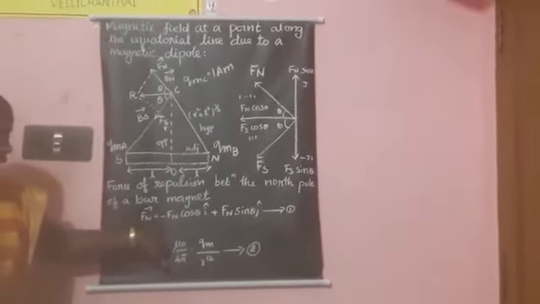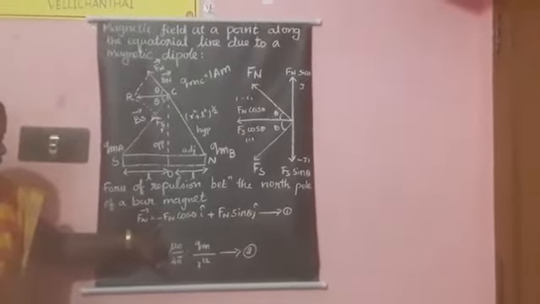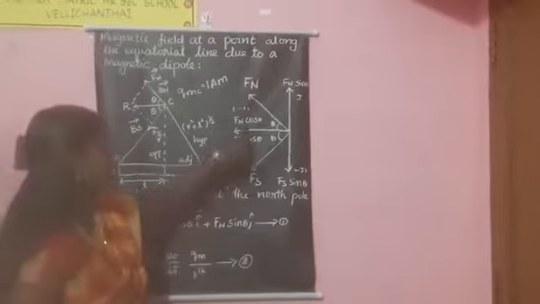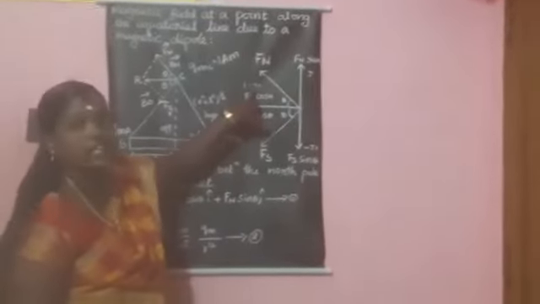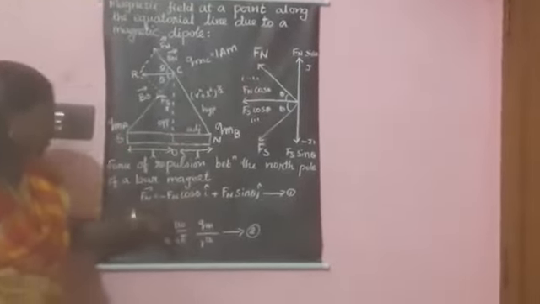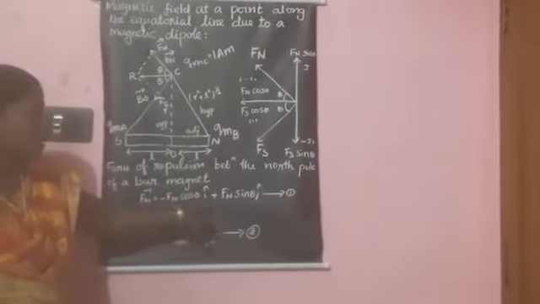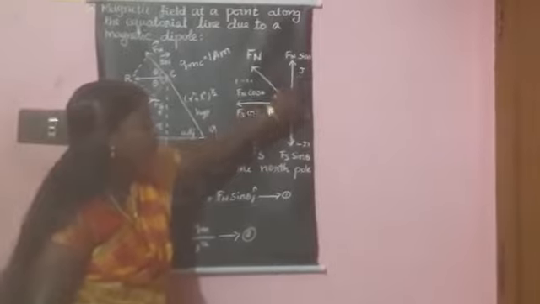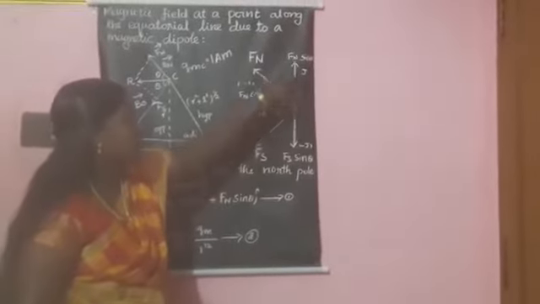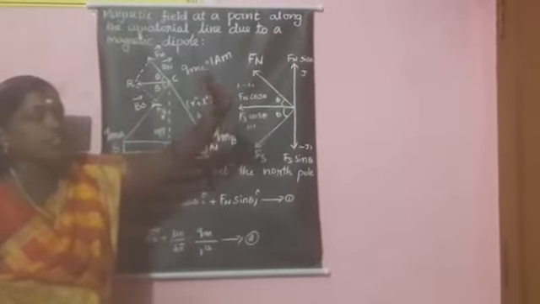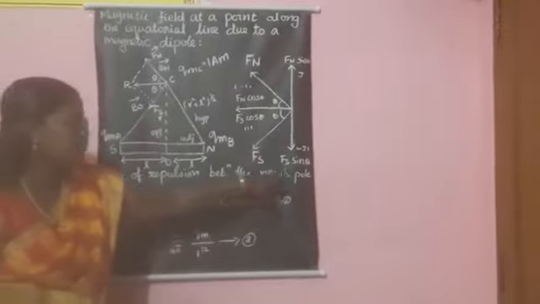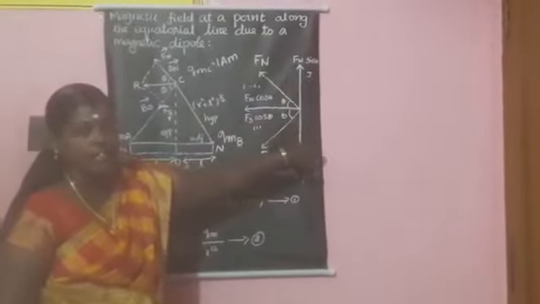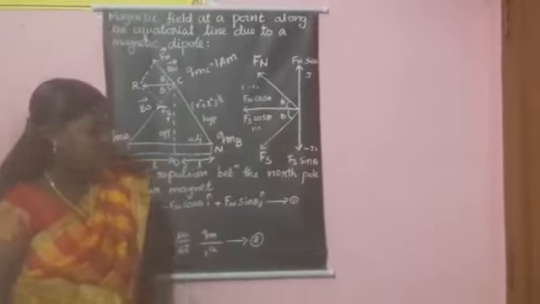So Fn vector equals minus Fn cos theta I cap, opposite direction, plus Fn sin theta j cap. This is the positive side, this is the negative side. Vertically upward direction we consider Fn sin theta positive, vertically downward direction negative. So upward means positive, here negative. Here plus I, here minus I.